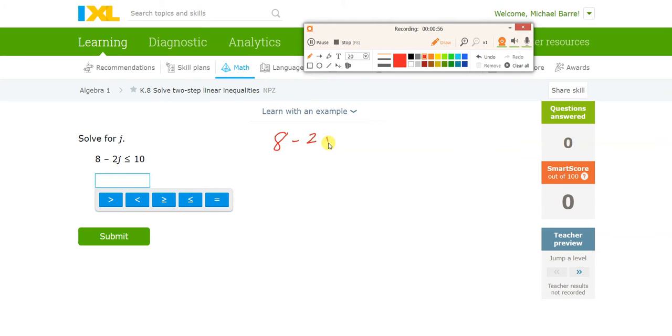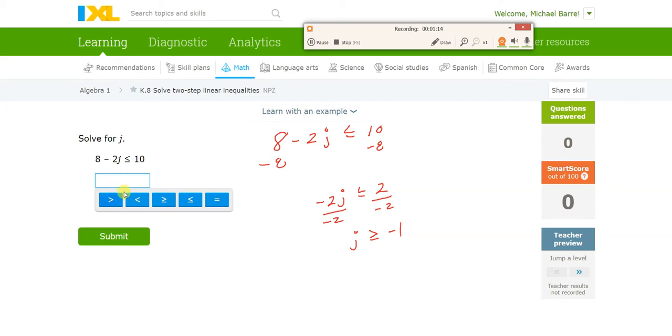8 minus 2j is less than or equal to 10. Subtracting 8 from both sides gives me -2j is less than or equal to 2. Dividing both sides by a negative, here's the flip coming up. j is greater than or equal to -1.